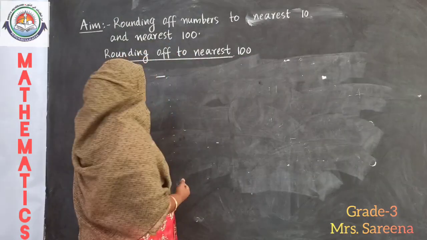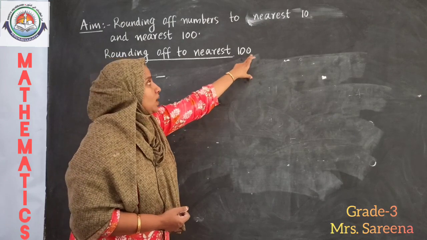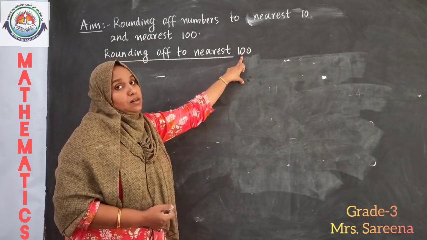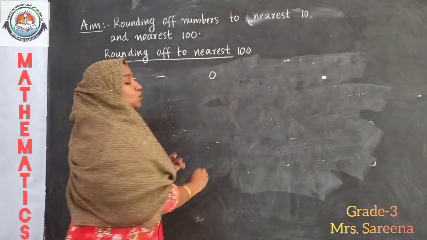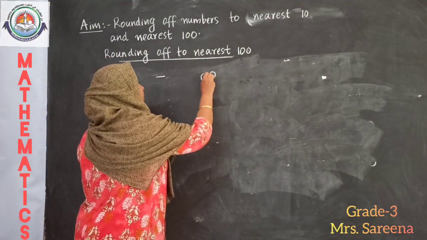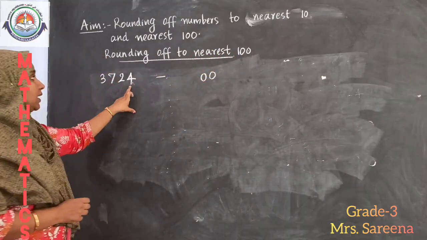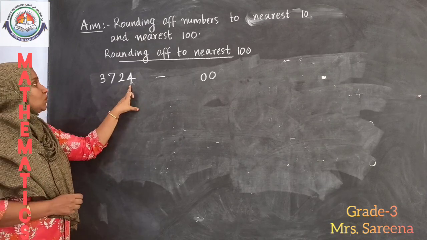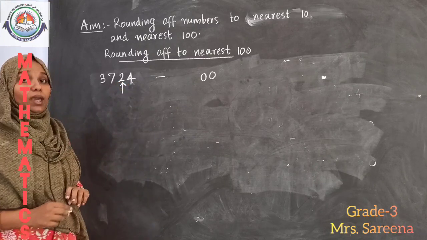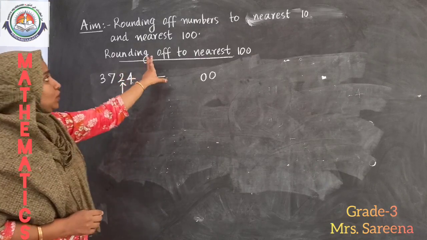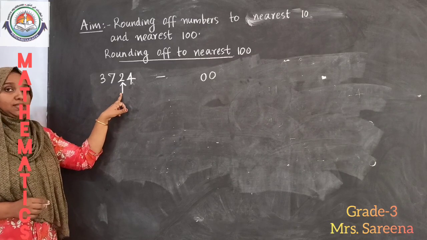So this number after rounding off ends in 2 zeros, that is, in the ones place and in the tens place there is 0. So we can put 2 zeros. This is at the ones place and this is at the tens place. Then what do we have to check? In rounding off to 10, we checked the number at the ones place. Here we have to check the number at the tens place. Okay, keep that in your mind. When we do rounding off to the nearest 100, you check the number at the tens place.